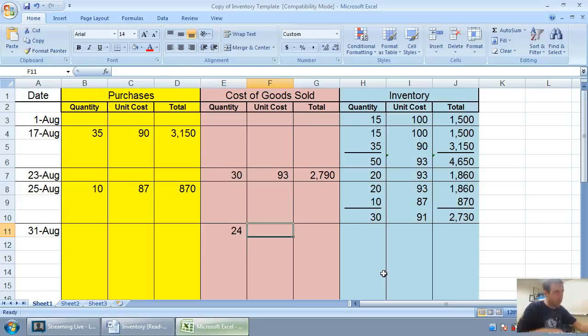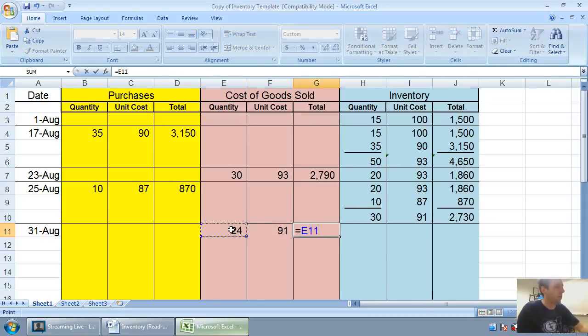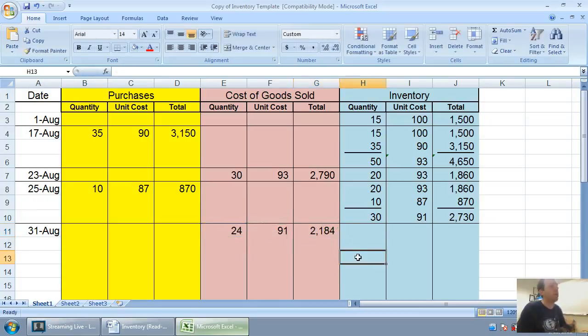If we were doing FIFO, we would look at the oldest. If we were doing LIFO, we'd look at the most recent. We're doing weighted average, so we just look at that average number of 91. 24 times 91. By the way, I made the numbers here work out to even numbers.